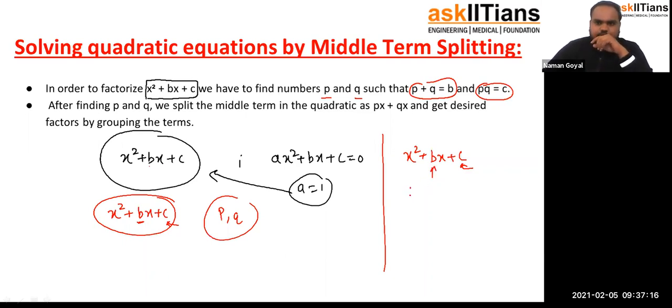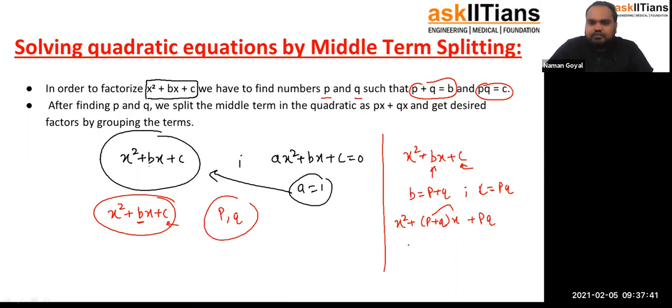So we can say that b is equal to p plus q and c is equal to pq. Now we put the value of b as p plus q and c as pq. Then we get x square plus (p plus q)x plus pq. If we multiply x with p and x with q, we get x square plus px plus qx plus pq. From the first two terms we can take x common, which gives x plus p. From the last two terms we can take q common, and we get x plus p there too.